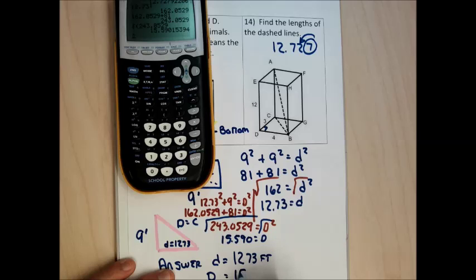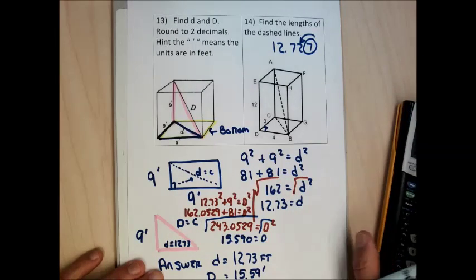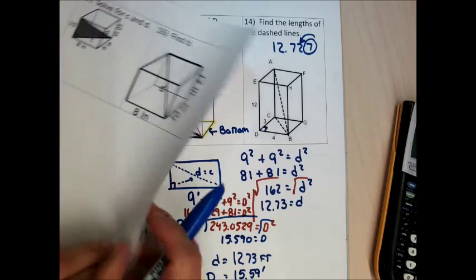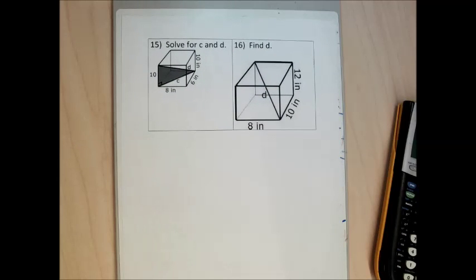And of course I need units, and the units for that problem are feet. I can make the little prime symbol to call something feet, or I can write feet. All right, so one more problem to go, and it's kind of the same problem again. If you want to pause the video and try to do 15 by yourself, it would be great. If not, I'll do it with you.